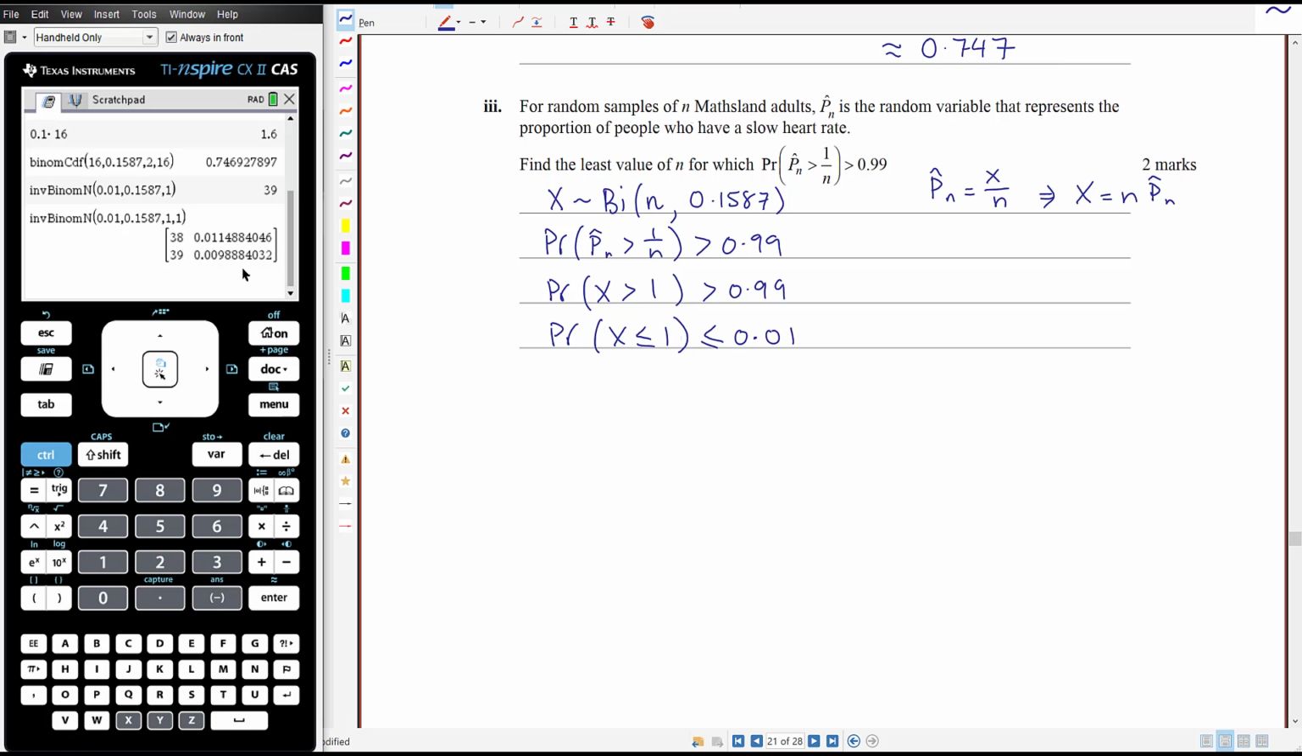Then if we do the matrix form, it'll tell us, right, when n is 38, the probability is 0.011. So when n is 39, that's the first time the probability is actually less than 0.01. Okay, so n needs to be the least value of n, so n needs to be at least 39. So n has to be bigger than or equal to 39 for that to be true. Therefore, least value of n is 39.